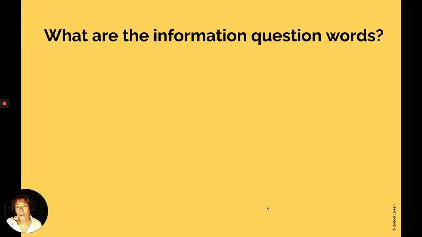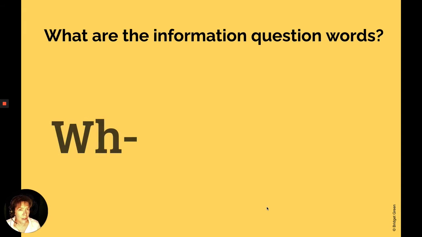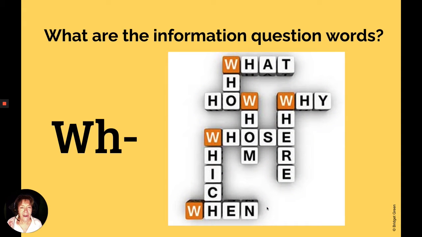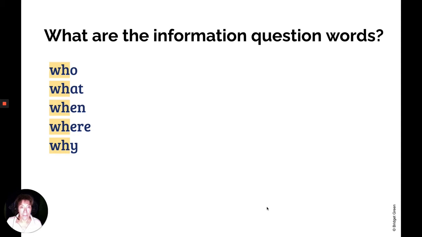First, what are those information question words that start with WH? I'm sure you know these, but take a little moment. I'm going to pause. Take a moment and see if you can think of 6 of them. Just think. Okay, here's some. Who, what, how, why, whose, where, which, when. Okay, the WH words. Right. Who, what, when, where, why.